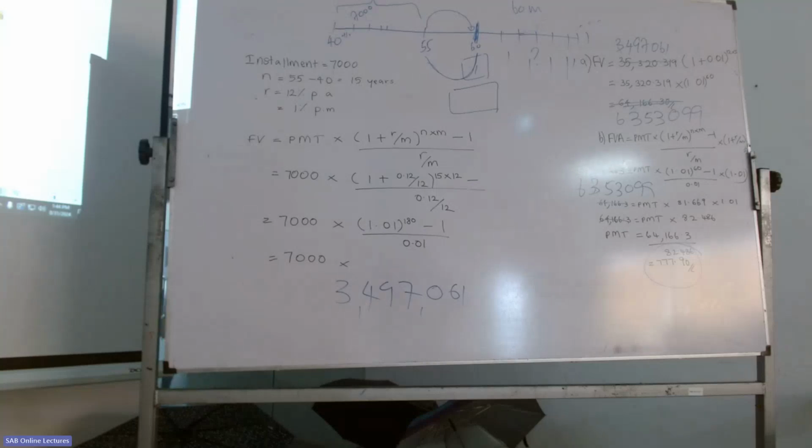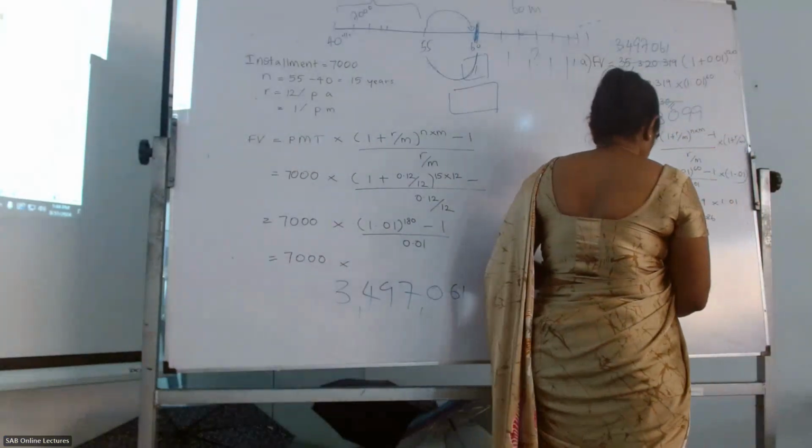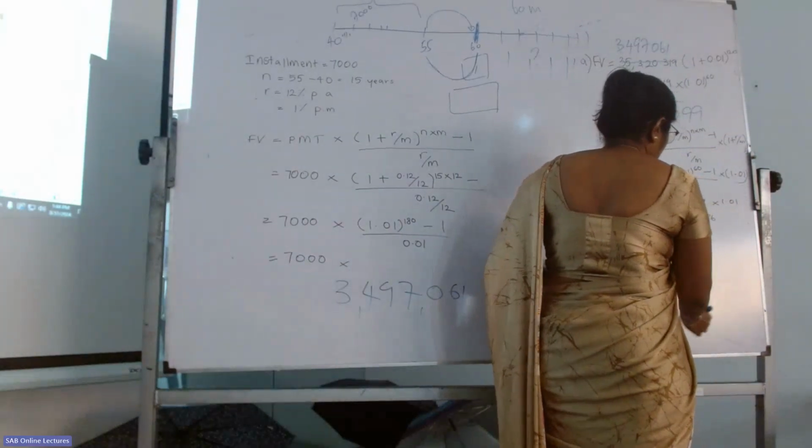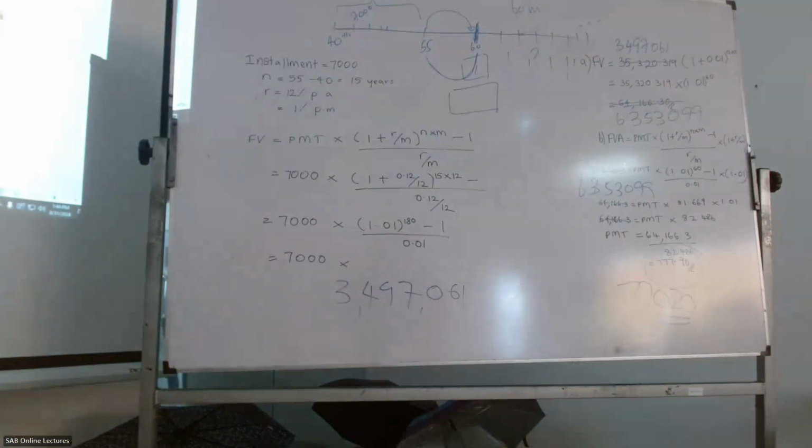Next one. Here is the answer. 77,000. 77,020. You are withdrawing monthly 77,020. So your retirement plan? You can plan your retirement, supposing the interest rate remains constant like this, right? Come, let's go quickly.